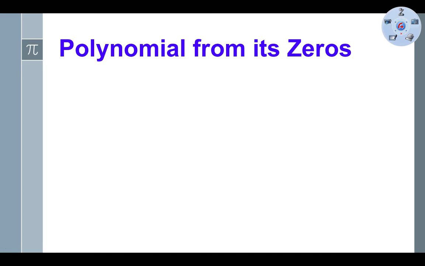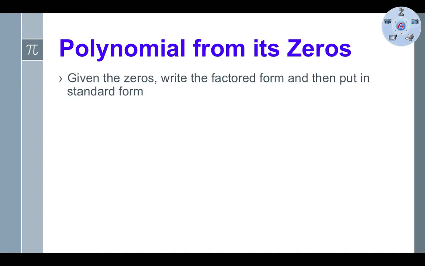All right, if we'd like to go from the polynomial in factored form into its zeros, we need to know how to go in the other direction as well. So this one's going, given the zeros, we're going to write the function in factored form, and then we're going to put it in standard form. So if I gave you the zeros of x equals 3, 4, and 2, if 3 is one of my zeros, that means x minus 3 is one of my factors. So we can write our function in factored form.